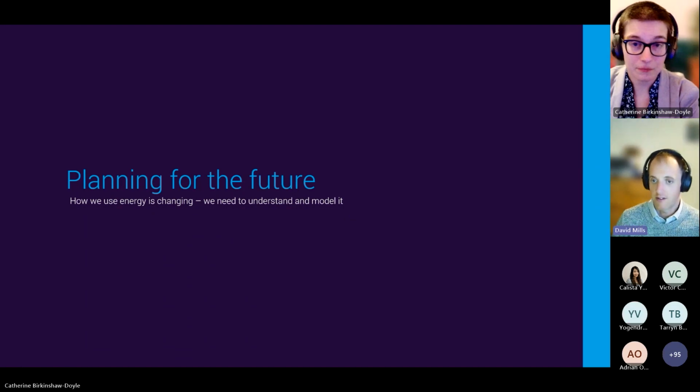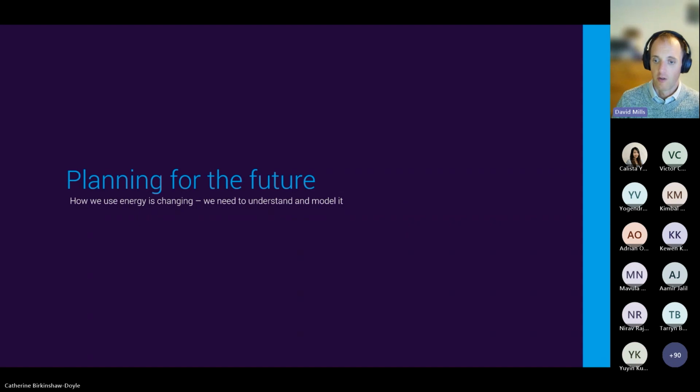So just to follow on from all the work that Catherine's talked about around designing the network and looking at how we're connecting new loads now, I thought I'd take the opportunity to give a slight overview of some of the work we've been doing, looking at how that might change in the future. So you can go to the next slide.